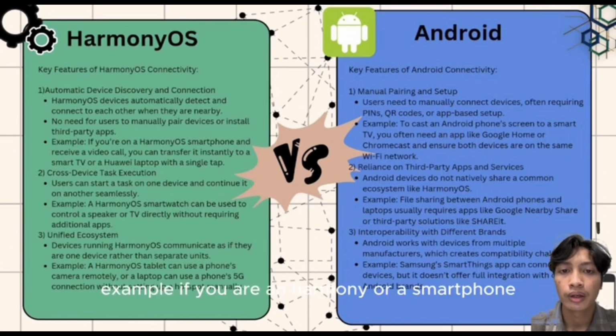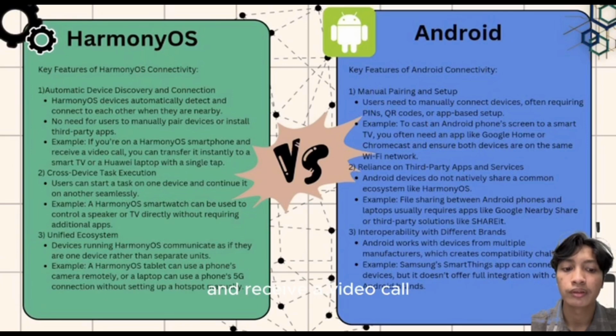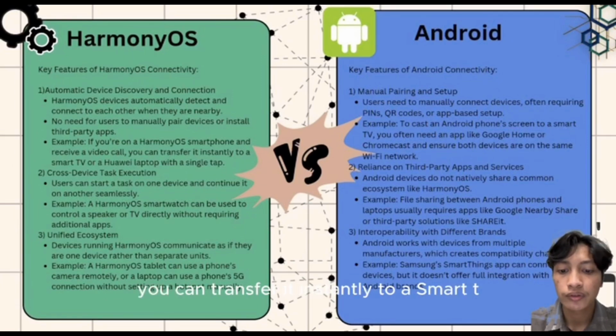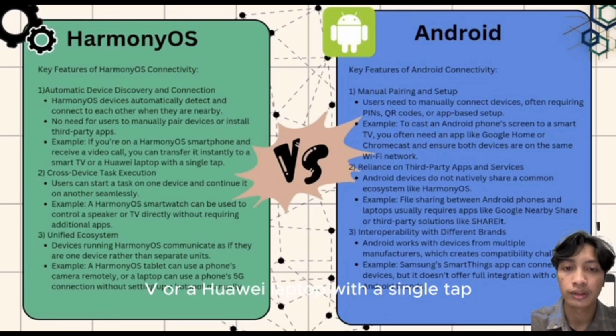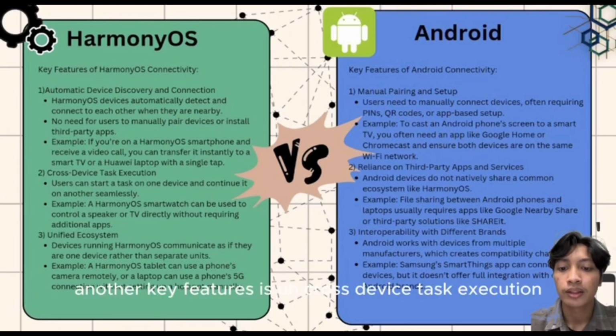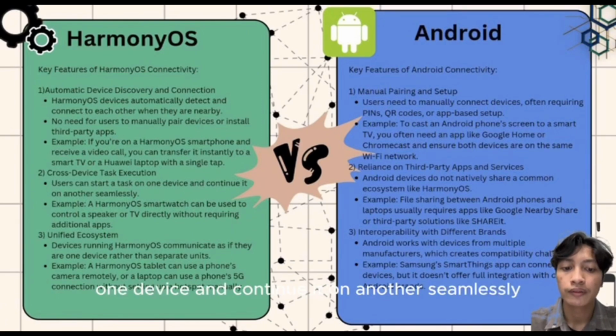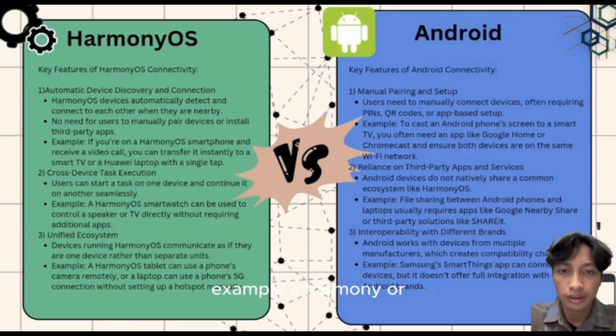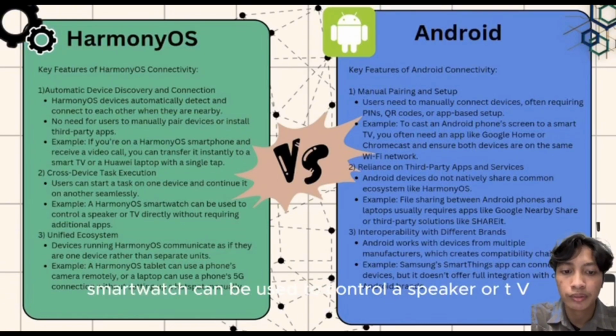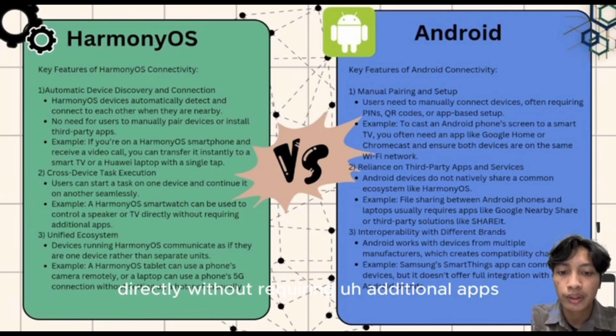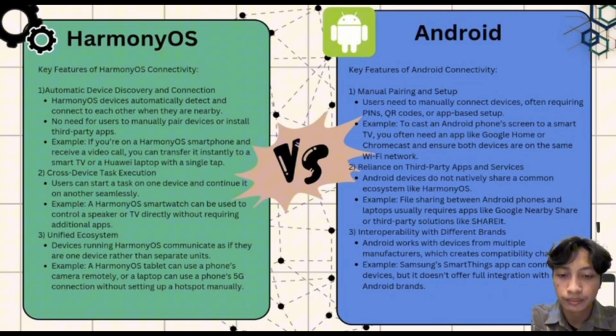For example, if you are on a HarmonyOS smartphone and receive a video call, you can transfer it instantly to a smart TV or a Huawei laptop with a single tap. Another key feature is cross-device task execution. The user can start a task on one device and continue it on another seamlessly. For example, a HarmonyOS smartwatch can be used to control a speaker or TV directly without requiring additional apps.